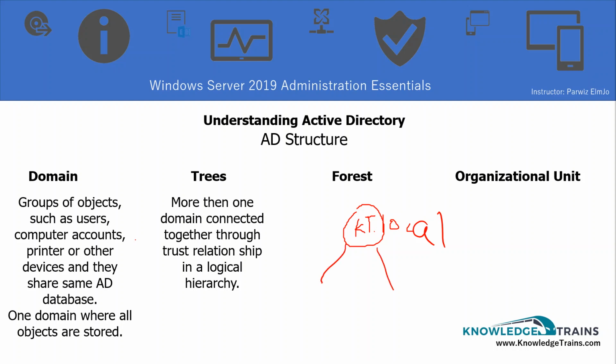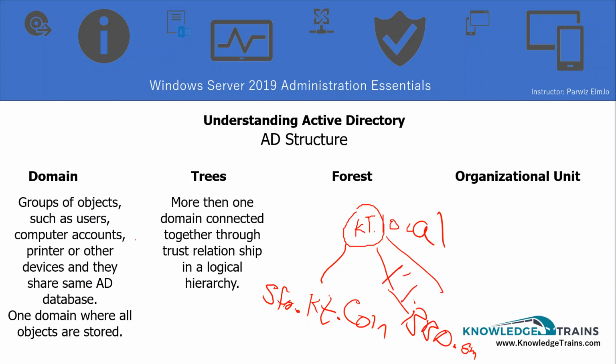And then I have another domain here, and that is called sfo.com, and in here I have another domain called bbd.com, and for example kt. Same as some other thing here.